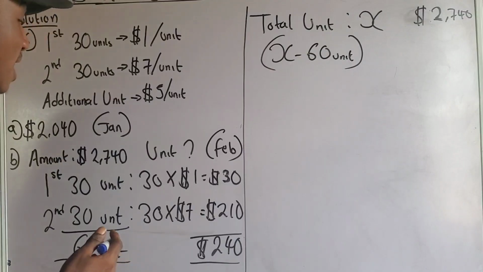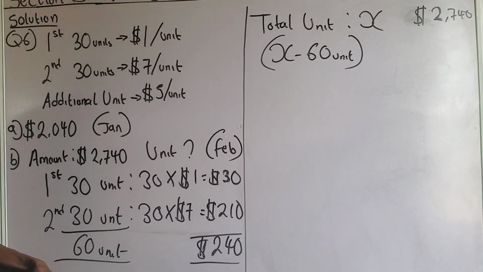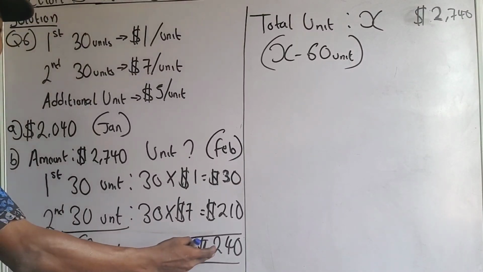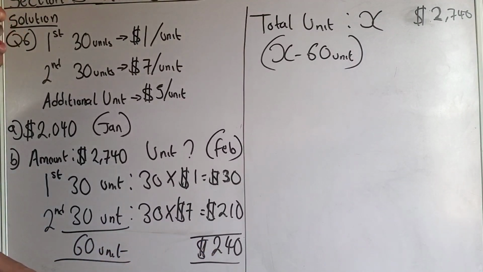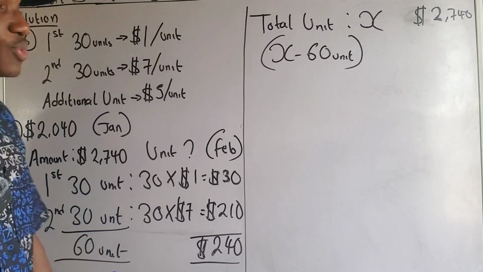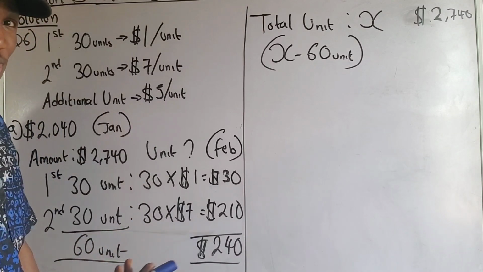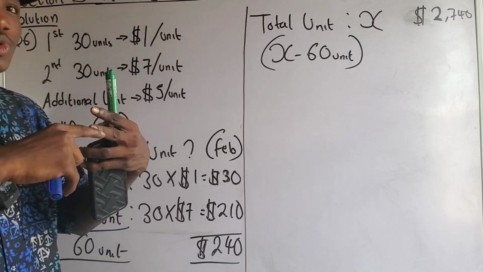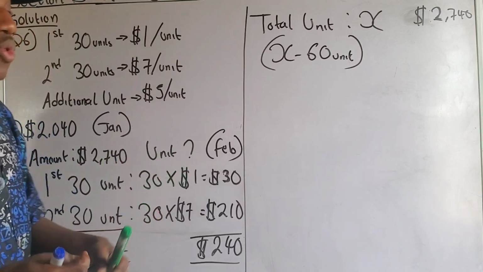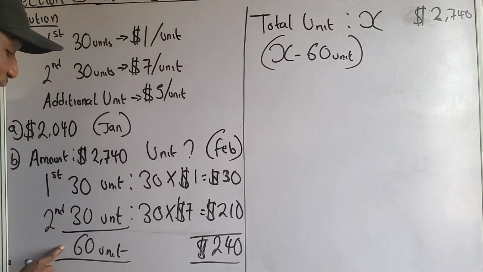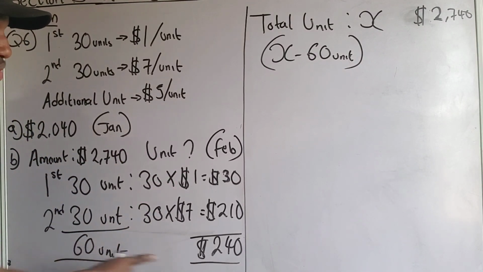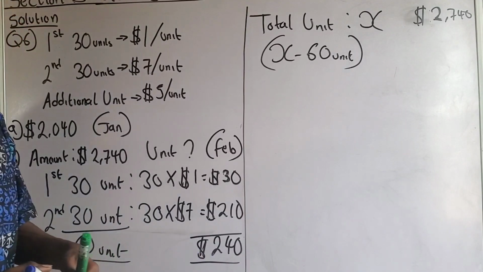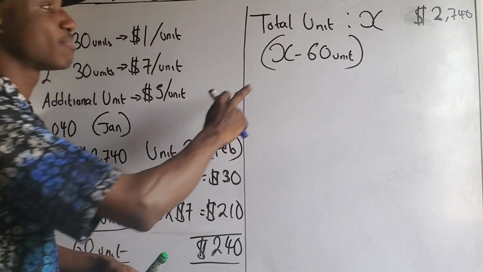$2,740, you know. Now, I first calculate the 460 units that she consumed. You understand? The cost of the 460 units is what? $240. Are you getting it? Now, how many units will it remain? It will remain X minus 60 units because the total unit that she consumed in the month of February is X. So we've already calculated the cost of the 60 units, which is what? $240. So the remaining unit will be X minus 60 units.